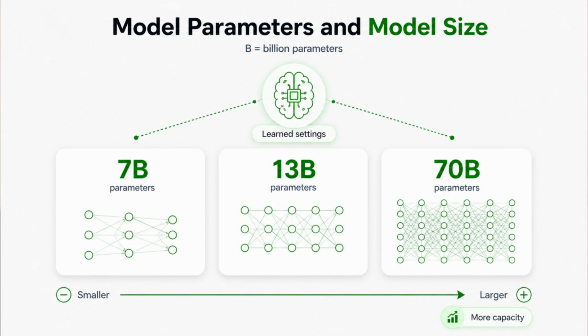So here B means billion. And if a model has 7B, it means the model has around 7 billion parameters. If it's 70B, it means 70 billion parameters. Now, what are parameters? The parameters are the internal values learned by the model during the training. You can think of the parameters like the tiny knowledge settings inside the model. During the training, the model keeps adjusting these values so that it can better predict, understand and generate the language.